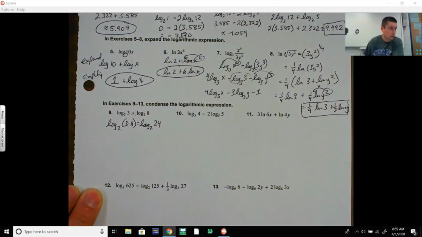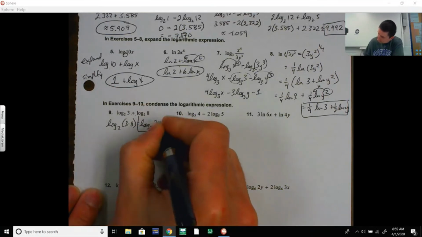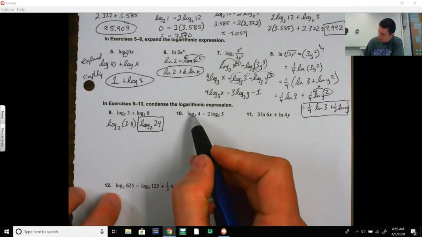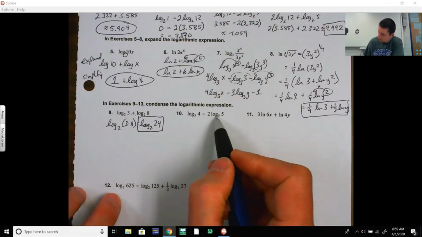24 does have a 2 squared. Let me just check. Yeah, you can simplify it, but we'll leave it like that. That can stay there.